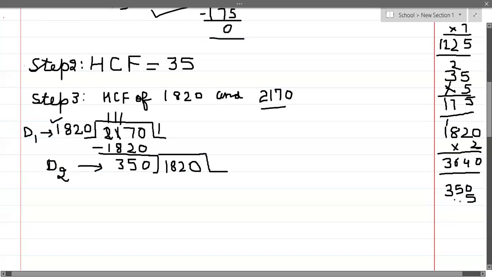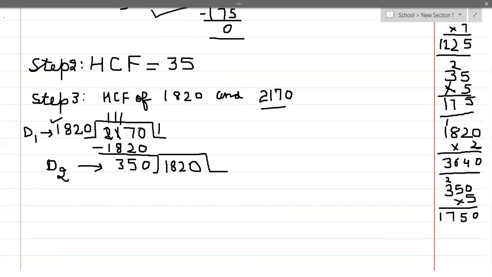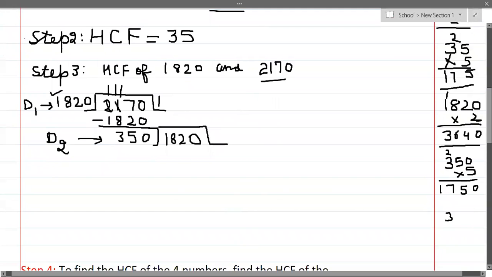So I'm dividing. Here I'm multiplying with the number 5. 5 zeros is 0, 5 5s are 25, 5 3s are 15, and plus 2 is 17. So this will give you 1750. Let's check with one more number, 350 multiplied by 6. 6 zeros are 0, 6 5s are 30, 6 3s are 18, 18 plus 3 is 21. And this will give you a bigger number, so we have to go with number 5. So 350 5s are 1750. So we have to write 1750 down.